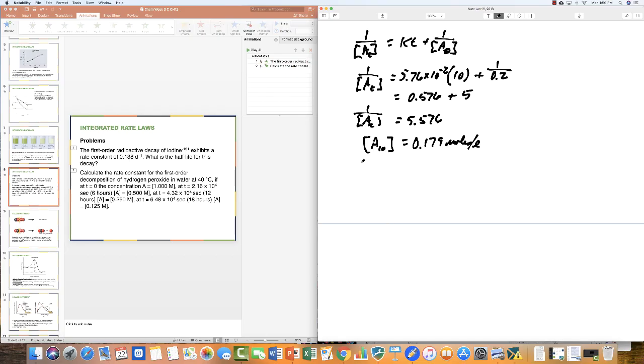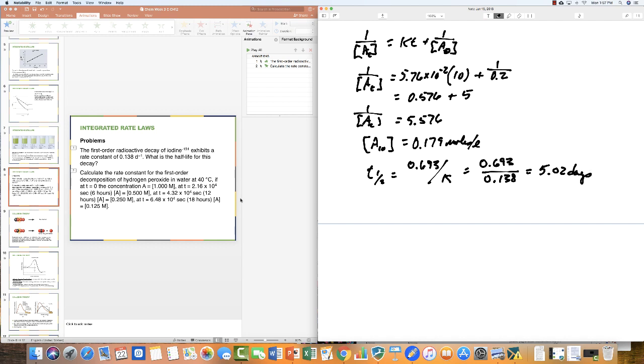To do this, we know that the half-life is equal to 0.693 divided by K. So in this case, it's 0.693 divided by 0.138. And if you do the math here, you get 5.02 days, or let's say 5 days. Well, let's say 5.02 days.